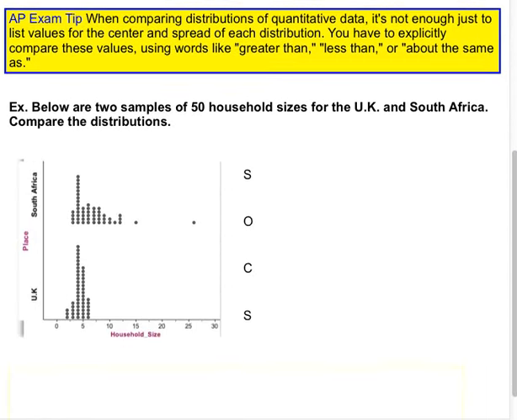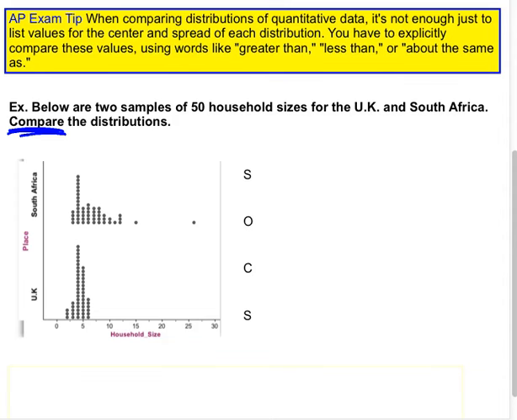All right, for our next example, we're talking about making comparisons. Below are two samples of 50 household sizes for the UK and South Africa. Compare the distributions. When we're making comparisons, you can't just list out all of the numbers. They don't let that count.